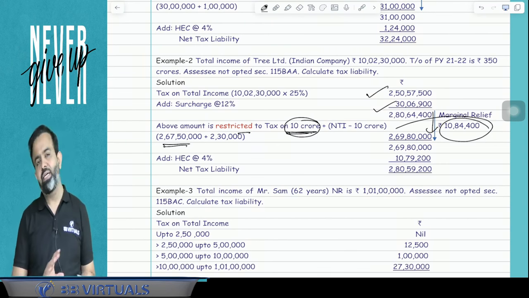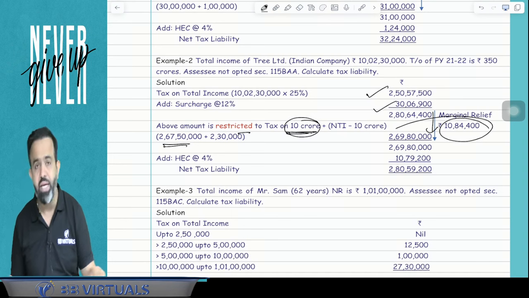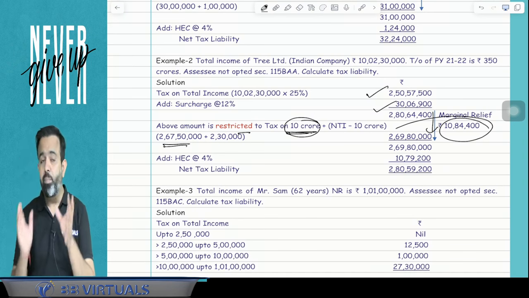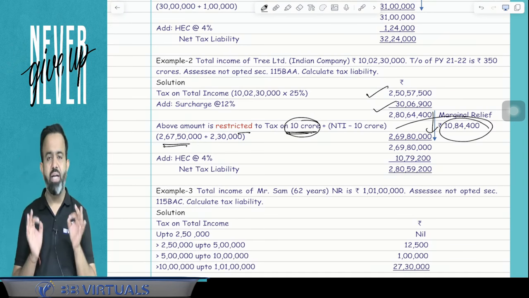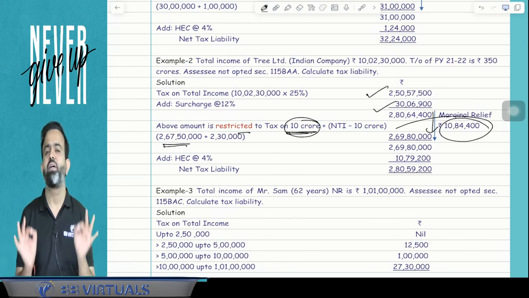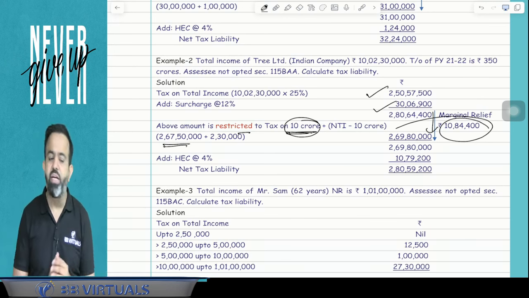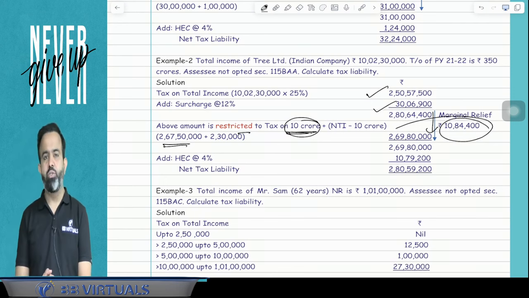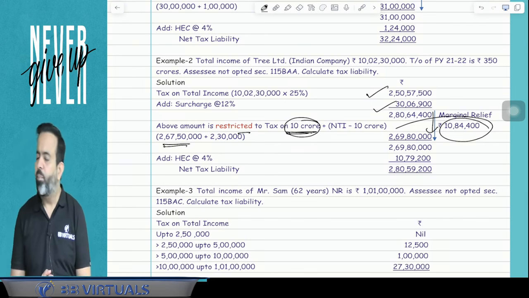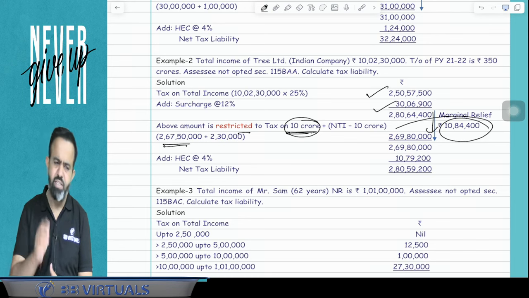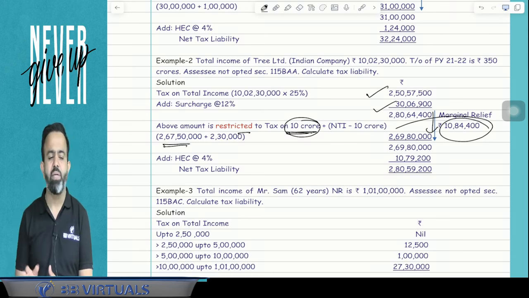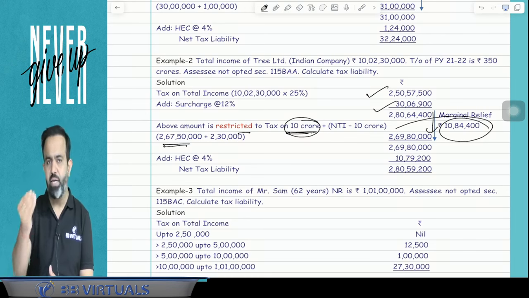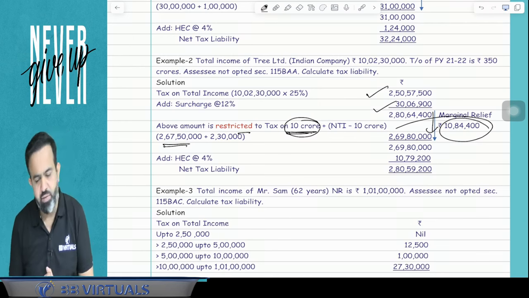Now the question is, okay sir, is marginal relief applicable only in case of a company? Answer is no, guys. Marginal relief is applicable wherever surcharge is applicable. So in case of an individual, HUF, AOP, BOI, artificial juridical person, partnership firm and all, marginal relief is applicable. So wherever surcharge is applicable, marginal relief is applicable. Means if your income is a little bit more than that limit, then guys, marginal relief is applicable.